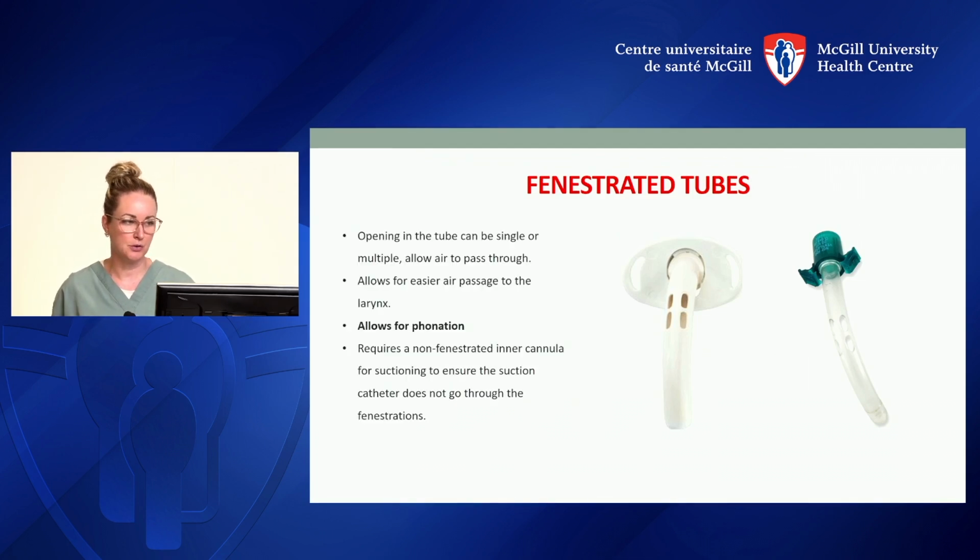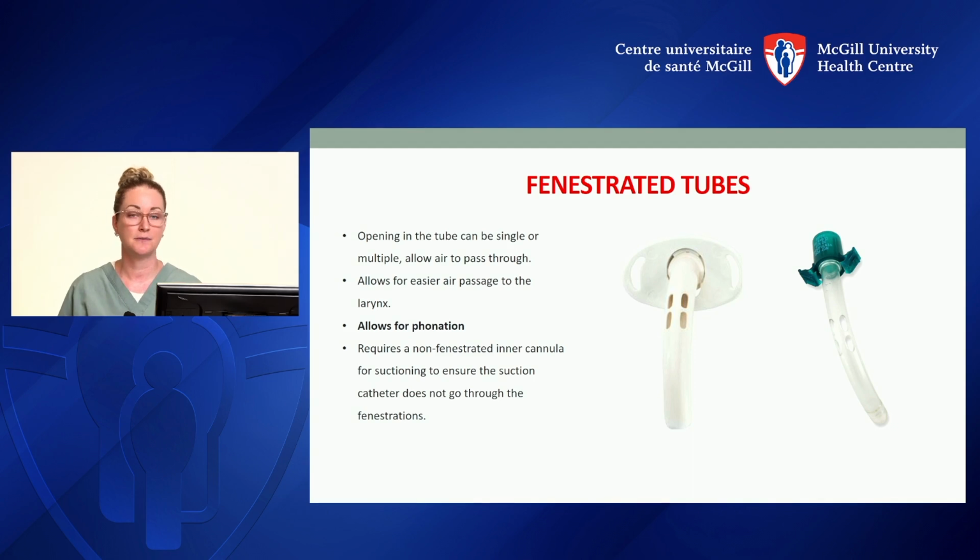Some fenestrated tubes, we don't see them very frequently here at the MUHC anymore. But these fenestrated tubes, basically it's an opening in the tube. It can be single or it can be multiple. It allows the air to pass through. It allows for easier air passage to the larynx, which allows for phonation. So if there's more air going up towards the upper airway, it passes their vocal cords, which are located above the level of your tracheostomy tube, which allows them to phonate.